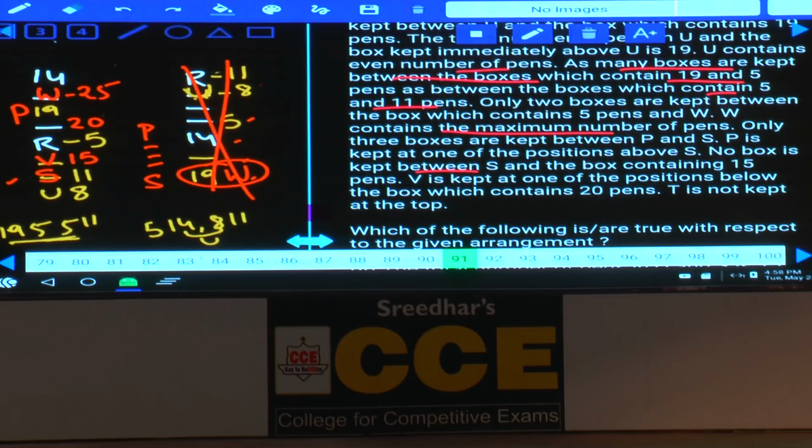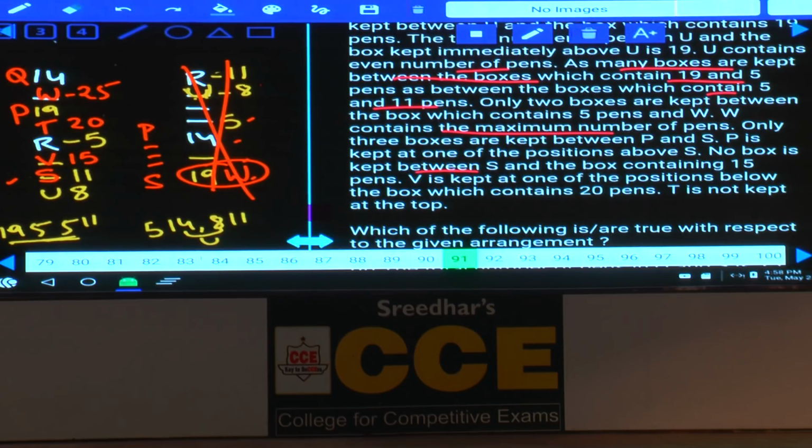Isn't it? If V contains 15, and next one T is not kept at the bottom. T is not kept at the top. As T cannot be 14, hence where should this T be? T must be 20. If this T is 20, then tell me which is left over here? P, Q. Q is left over, and Q must be 14. P, Q, R, S, T, U, V, W. Now here again the definite information is not given, hence we need to take different possibilities.